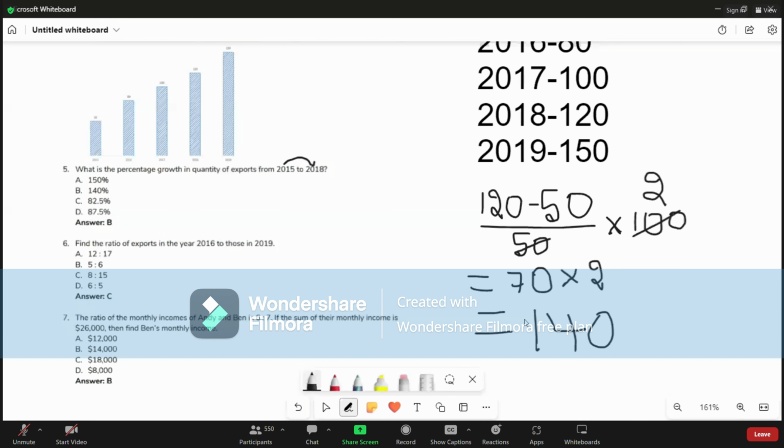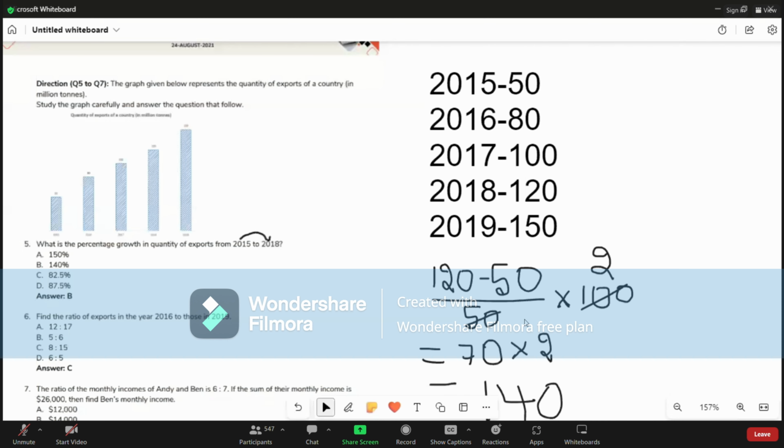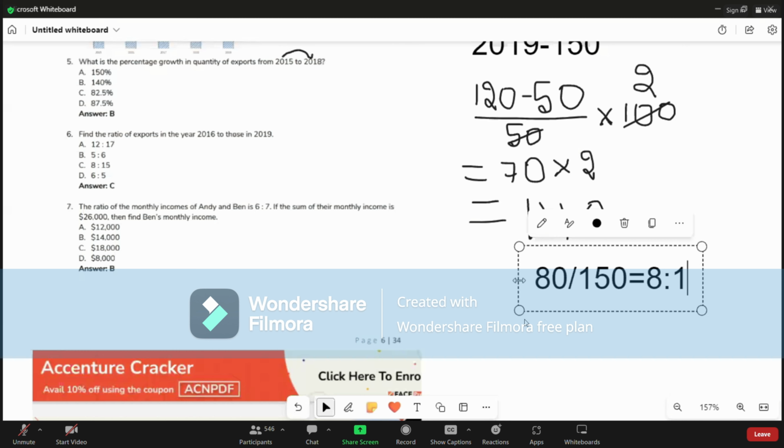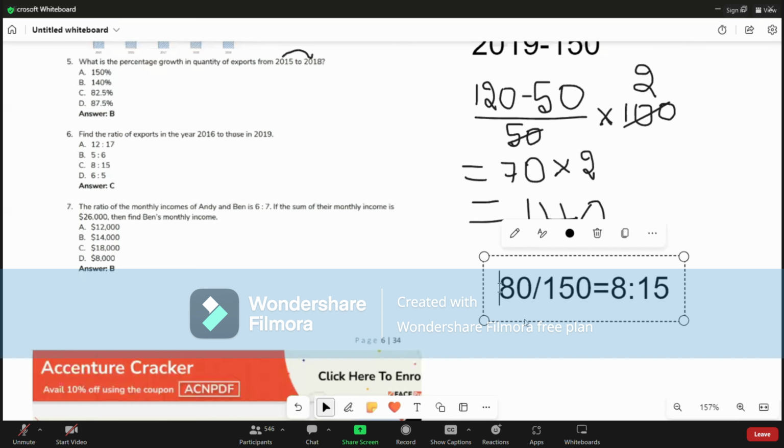So the next question says, what is the ratio of exports in the year 2016 to 2019? Ratio just means that you have to divide both of them. 2016 is 80 and 2019 is 150. So it is 80 by 150. That is 8 is to 15. This is the second question.